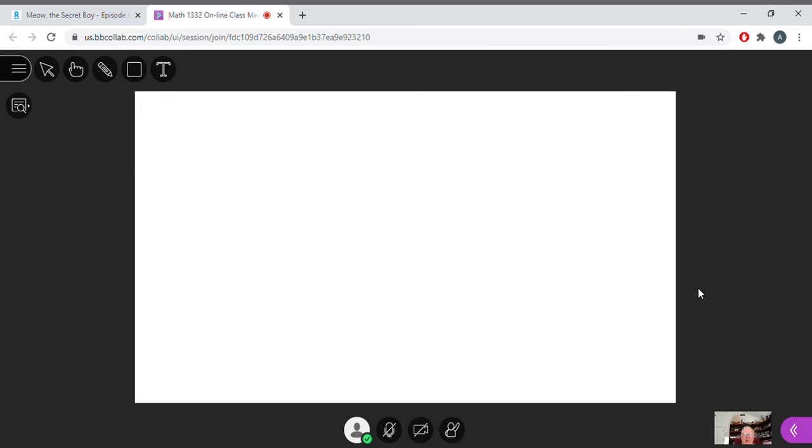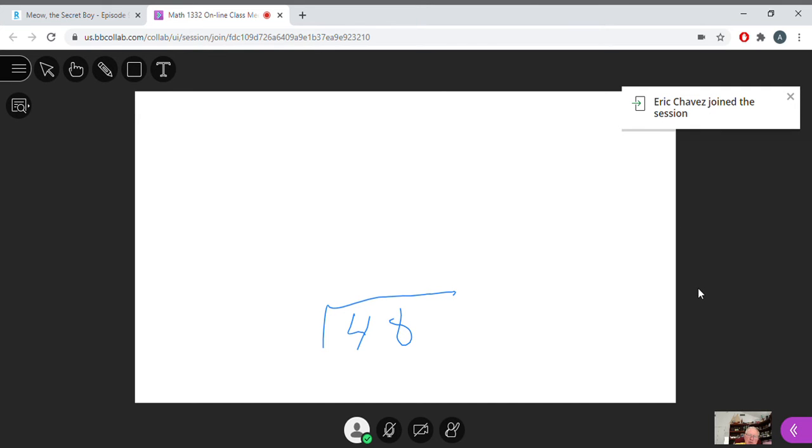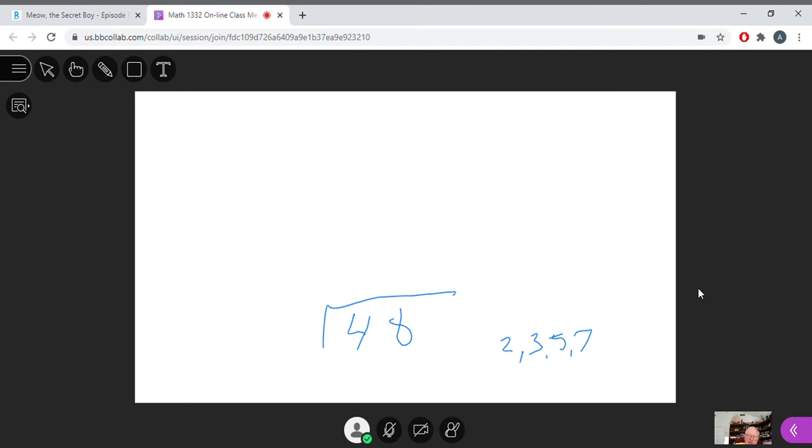So in factoring, let's say I want to factor 48. Before you can factor, you've got to know what the prime numbers are. 1 is not a prime number, we won't count that. We'll put in 2, 3, 5, 7. What comes after 7 that is a prime number? Anybody? 11. Exactly. 13, 17, and so on.